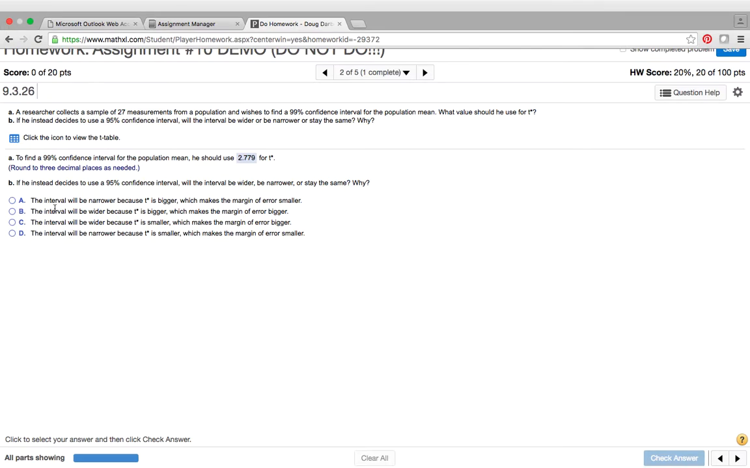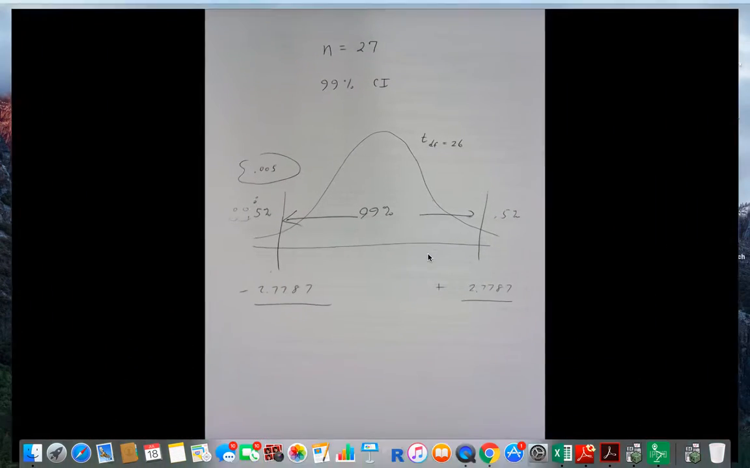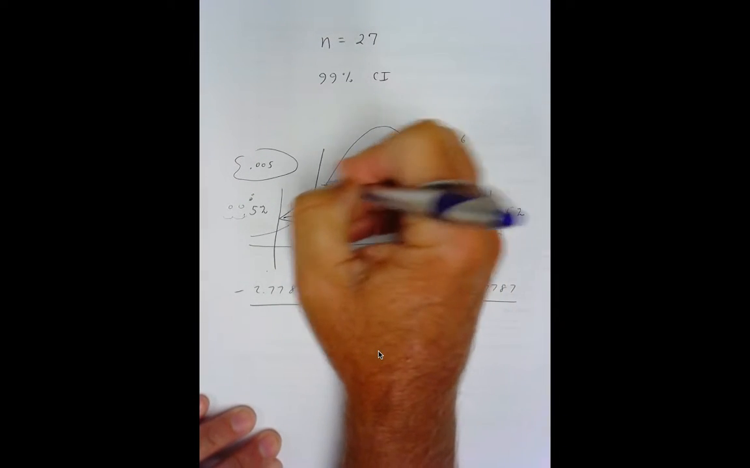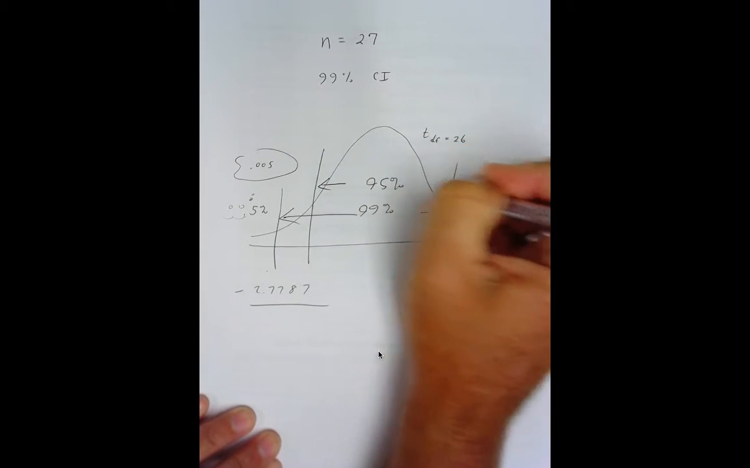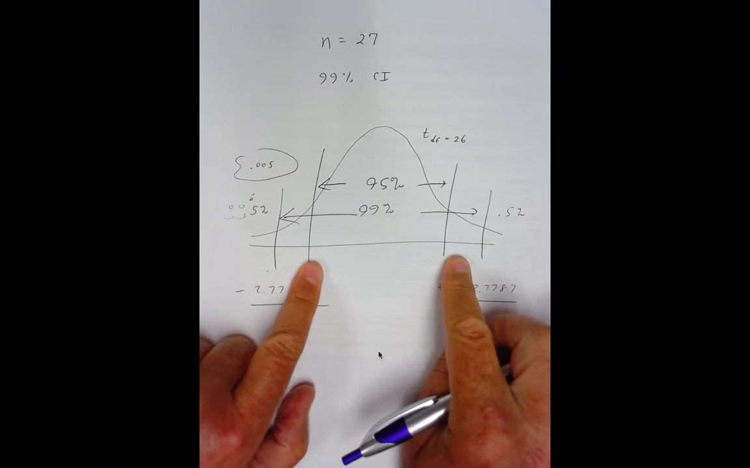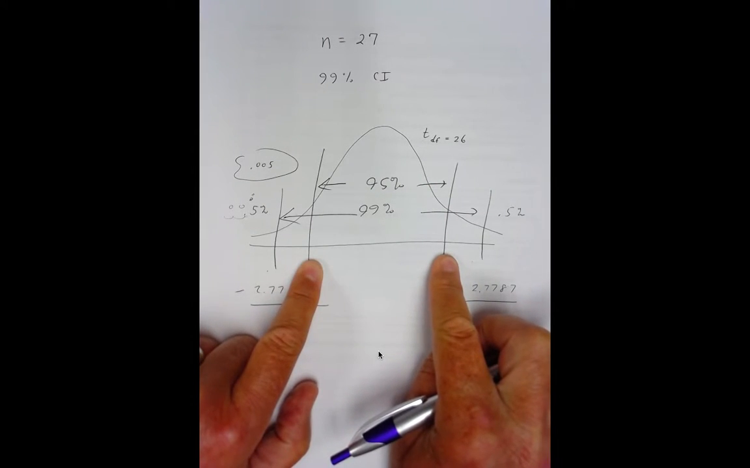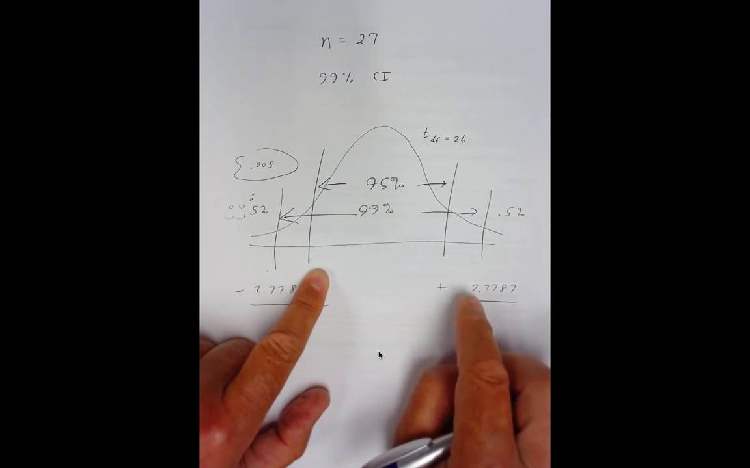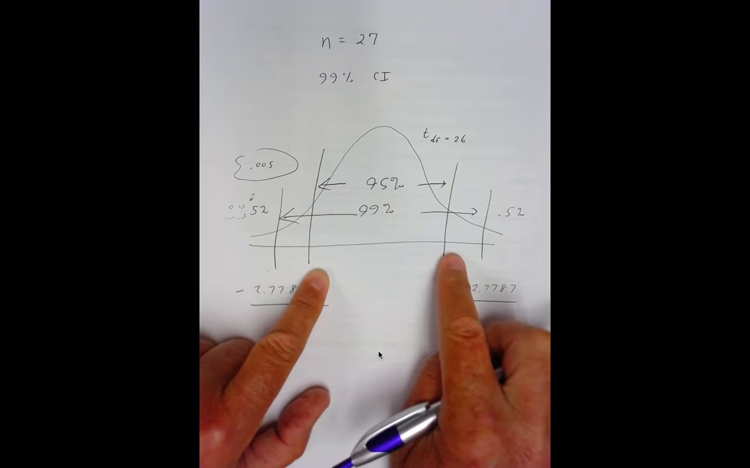Cool. If he instead decides to use a 95% confidence interval, will the interval be wider or narrower or stay the same? Well, I don't know. What do you think? To get 95%, I have to come in, don't I? Because 95% is smaller than 99%. So what do you think? Is this value going to be bigger, smaller, or equal to that? Well, guys, clearly it's going to be smaller than this.